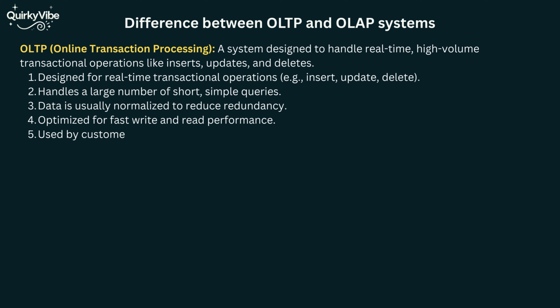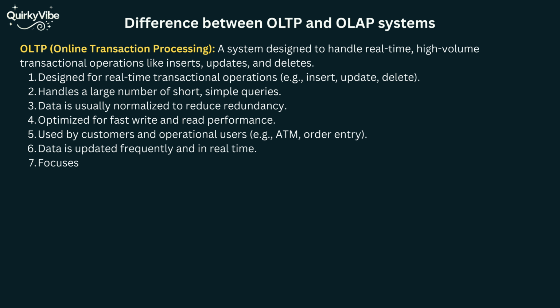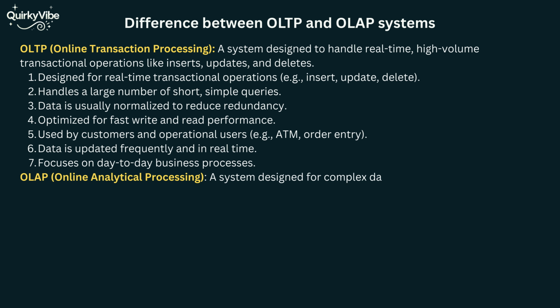Used by customers and operational users, e.g., ATM, order entry. Data is updated frequently and in real time. Focuses on day-to-day business processes. OLAP, Online Analytical Processing, is a system designed for complex data analysis, reporting, and decision-making through aggregated queries.